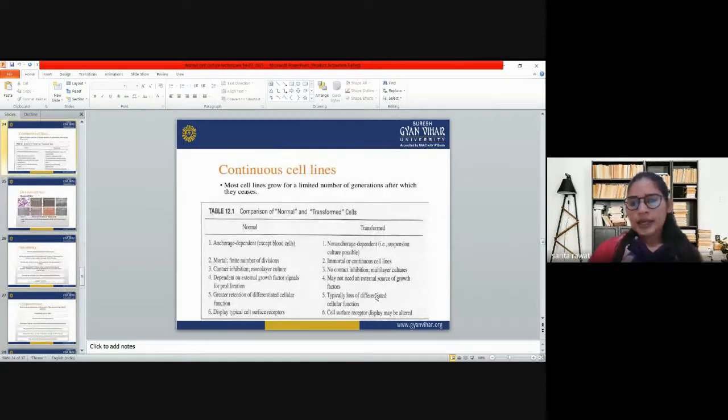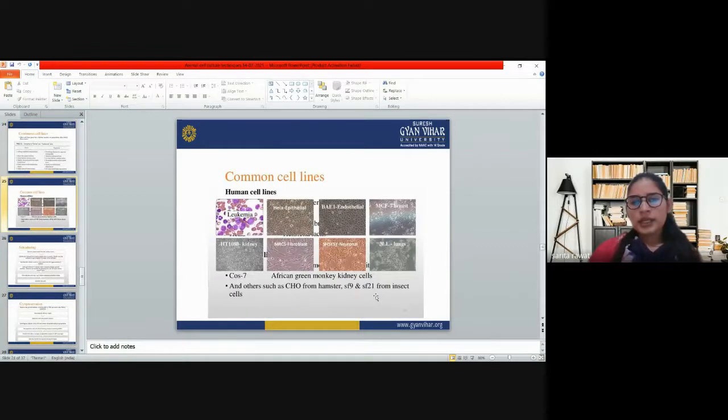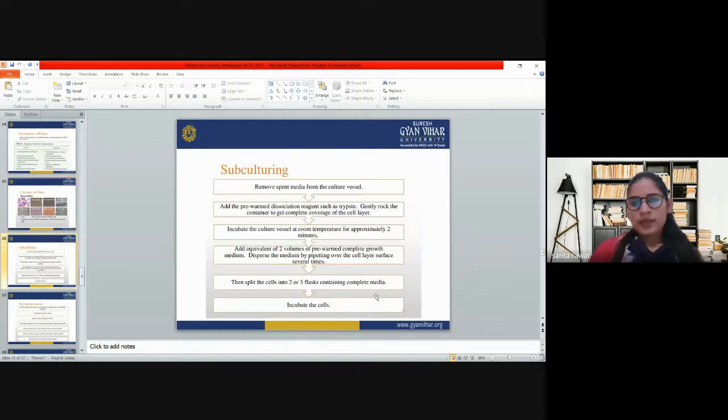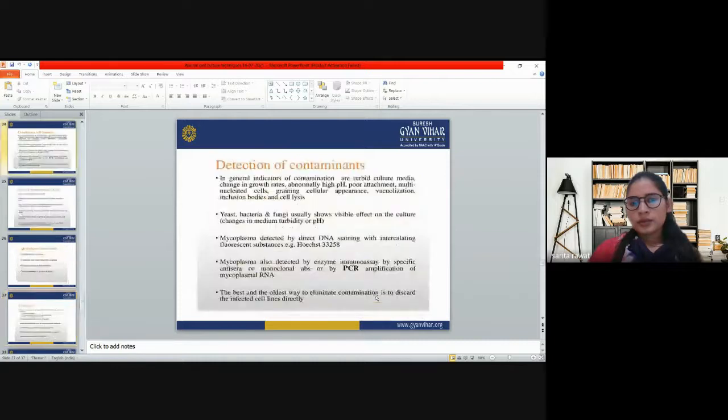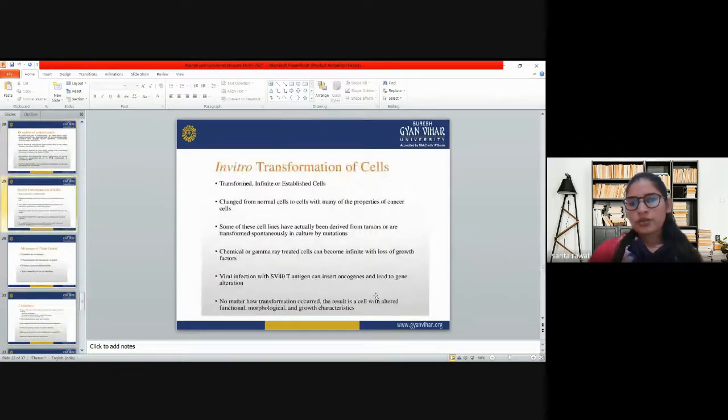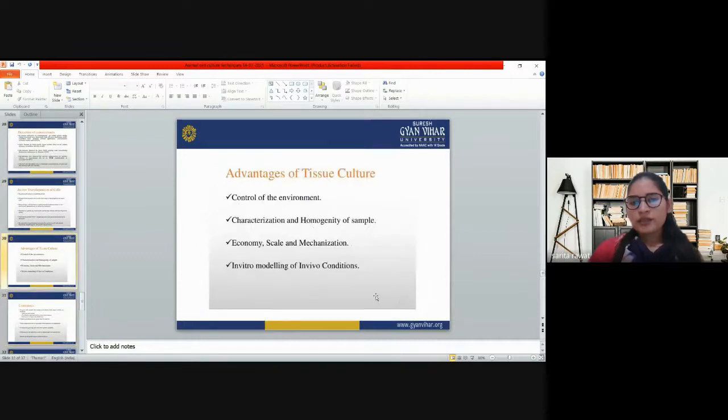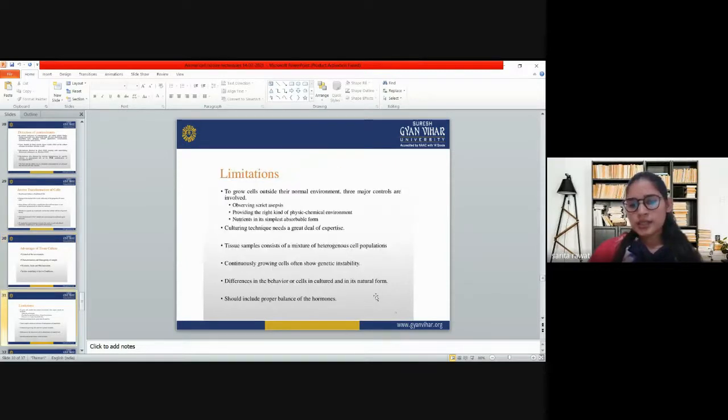Then the continuous cell lines, normal and transformed, we have studied. Then common cell lines, we have human cell lines like leukemia, endothelial, breast, kidney, neuronal and lung. Then this is the subculturing process and detection of contaminants, in vitro transformation of the cell. Advantages of tissue culture: control of the environment, characterization and homogeneity of the sample, economy, scale and mechanization, in vitro modeling of in vivo conditions.